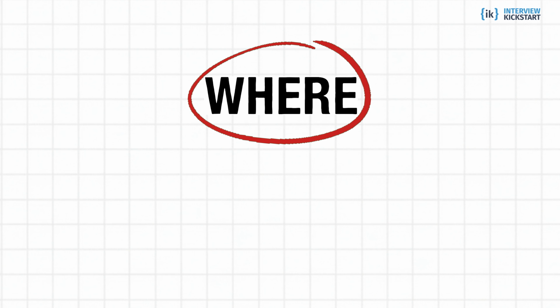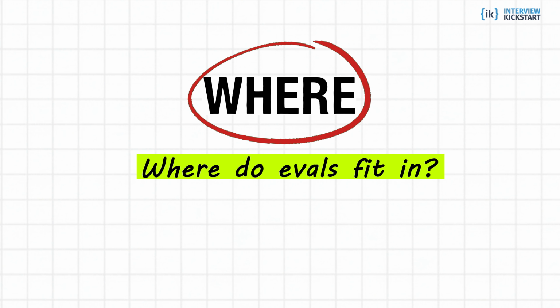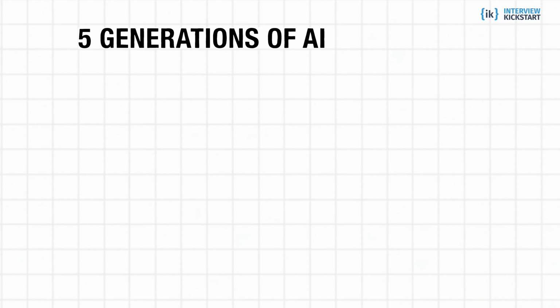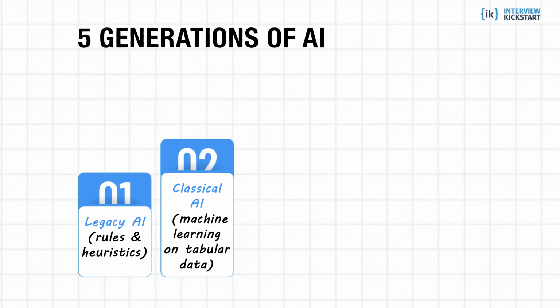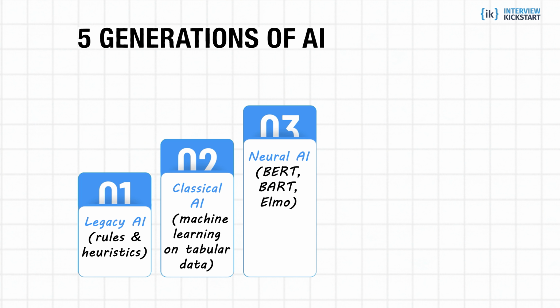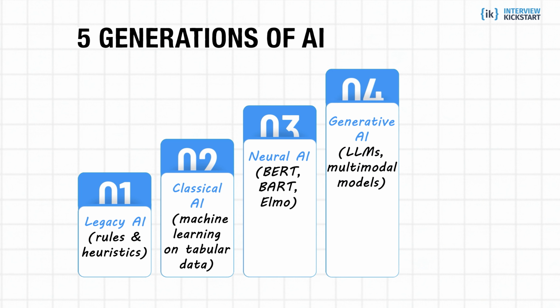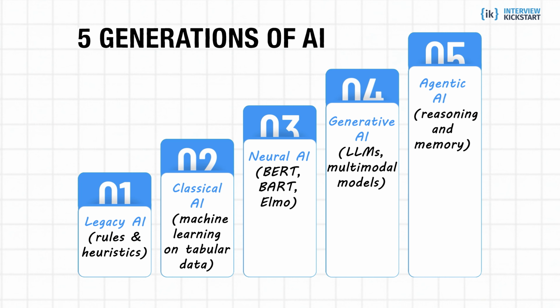Now let's talk about the where. Where do evals fit in? In a previous video, I talked about the 5 generations of AI. There's legacy AI, which is type 1, from the 1990s. There's classical AI, which is machine learning, algorithms like decision trees, random forest, XGBoost, and so on. Then there's neural AI, from 2012 onwards, the small language models. Then there's the Gen AI piece, that's the LLMs, the multimodal language models, and so on. And type 5, which is Agentic AI, where you have multiple LLMs talking with each other.